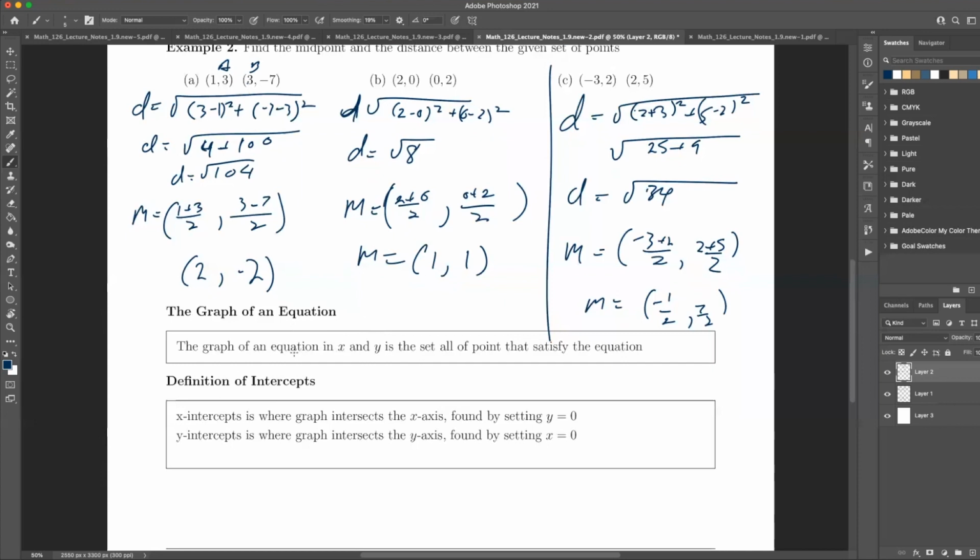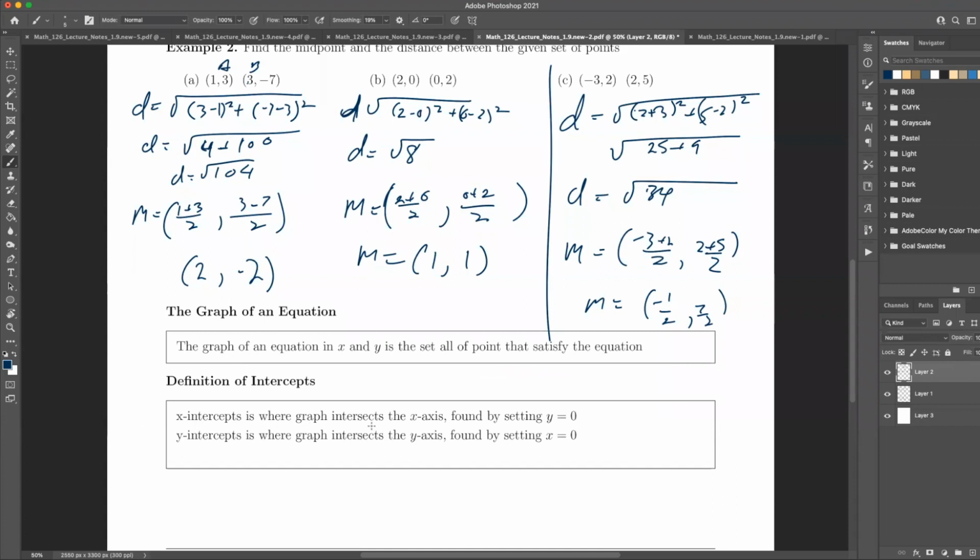So the graph of an equation in x and y is the set of all points that satisfy the equation. When we graph the equation, what we're drawing are all the points, so close together they look like a continuous line of everything that satisfies the equation.